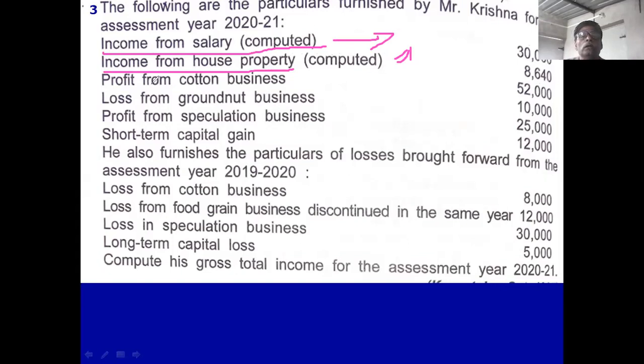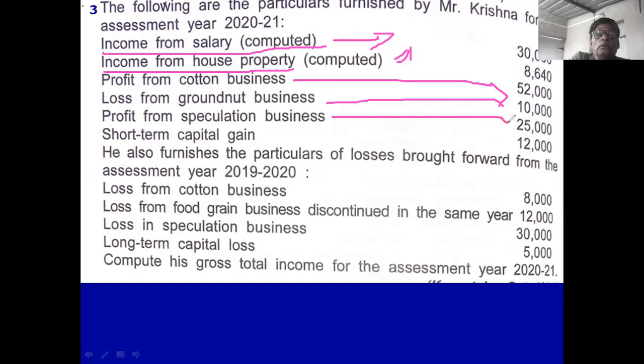Then come to the profit from cotton business, 52,000. Then loss from groundnut business is 10,000. You see this. 52,000 is the profit in the cotton business. 10,000 is the loss in the groundnut business. If you adjust it, out of 52,000, 10,000 is adjusted, your regular business income is 42,000. Then speculative profit is 25,000.